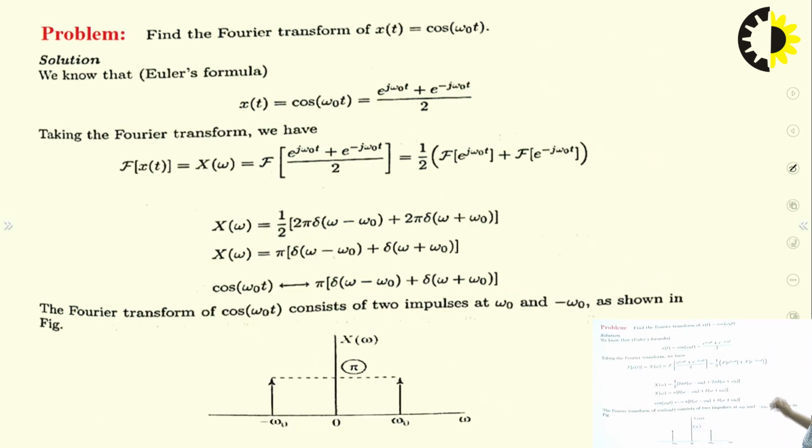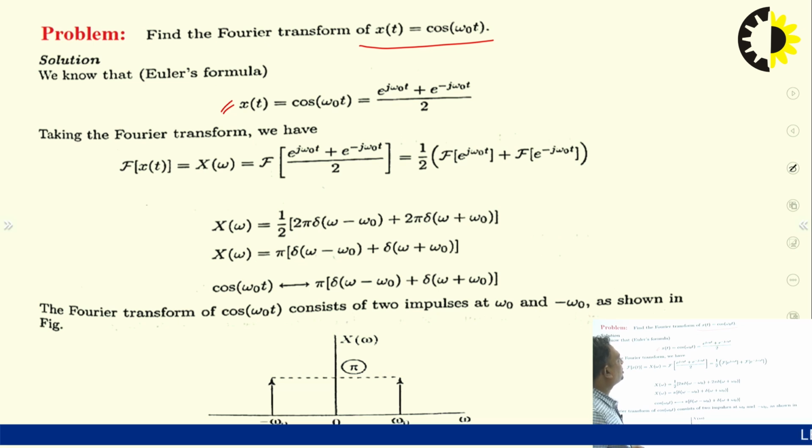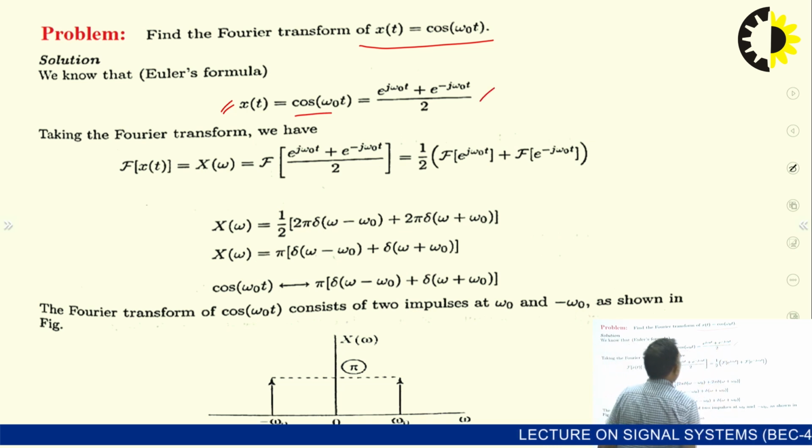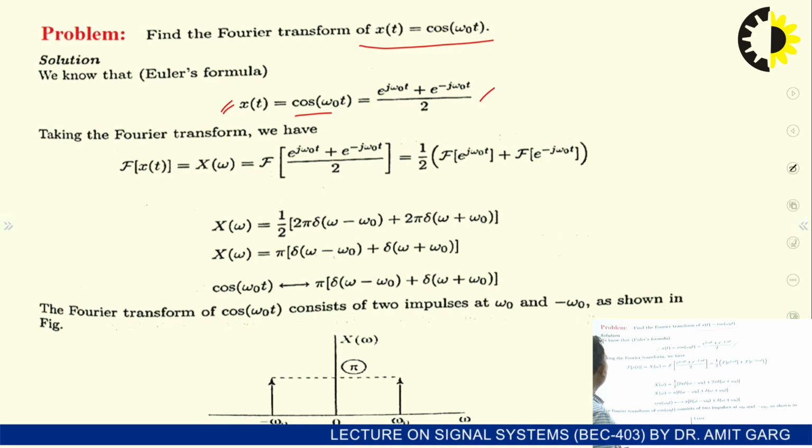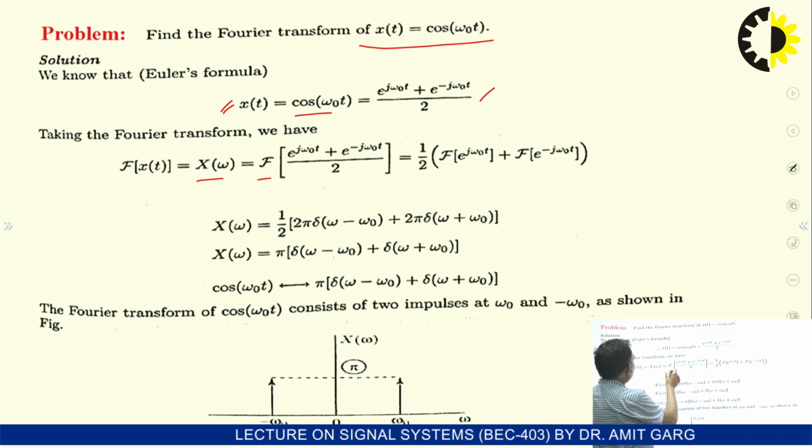Like one problem is to find the Fourier transform of x(t) equals cos omega naught t. We can write cos omega naught t as e to the power j omega naught t plus e to the power minus j omega naught t, divided by 2. Now X(omega) will be the Fourier transform of x(t).